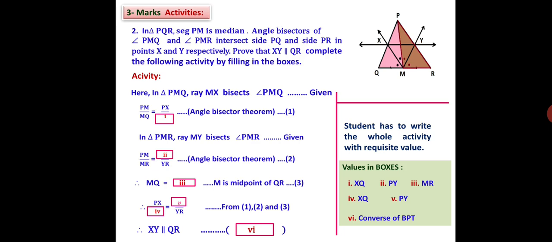Therefore, MQ is equal to, you are getting MR, since M is the midpoint. And the third box, you have to write MR. Therefore, PX upon this fourth one XQ is equal to, you have to write PY upon YR from 1, 2 and 3. So in the fourth box you have to write XQ and in the fifth box you have to write PY. Therefore, as this ratio is same, XY is parallel to QR. You have to write the name of the theorem, that is converse of basic proportionality theorem.